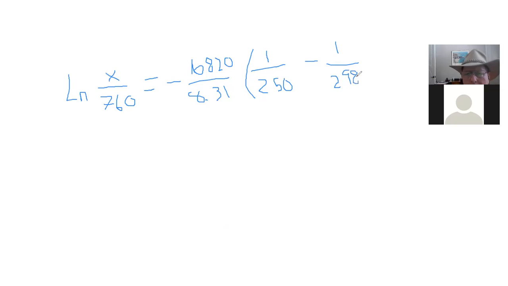Now, when you're doing this, you have to realize that this is the ln of x over 760. All right, Ian? It is not the ln of x divided by 760. Do you see the difference there? Because I have people straight out the bat, what they do is they multiply this next number by 760.